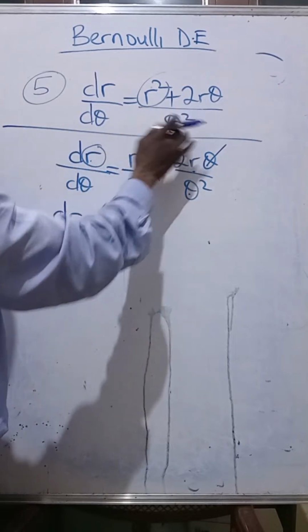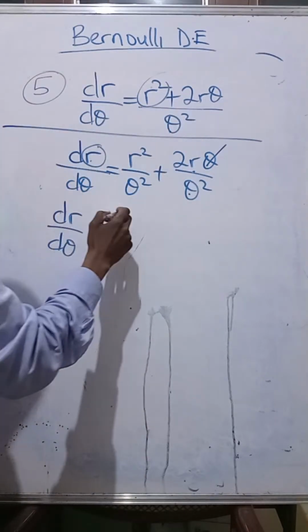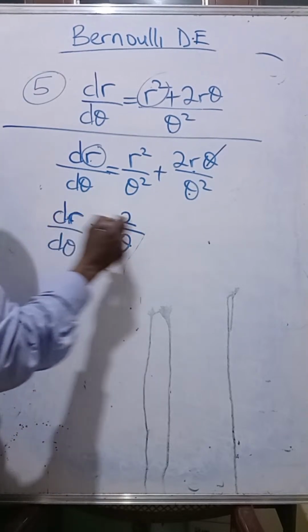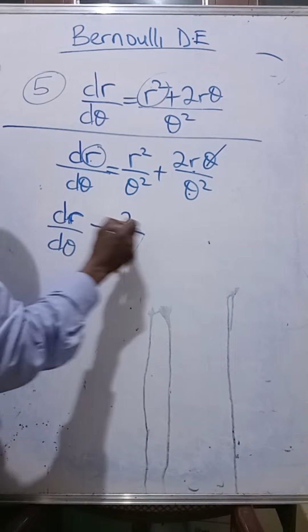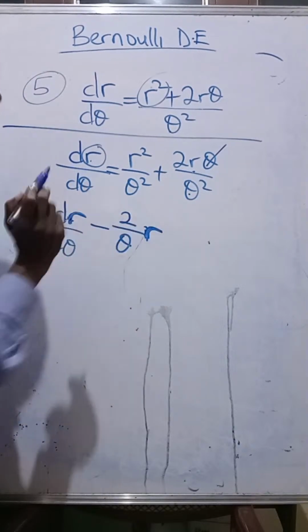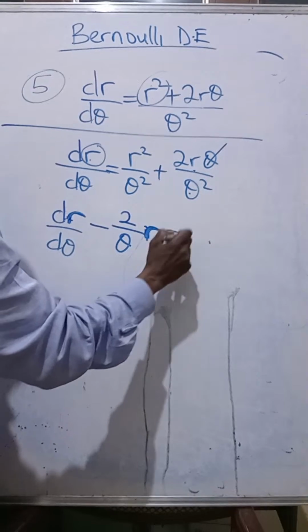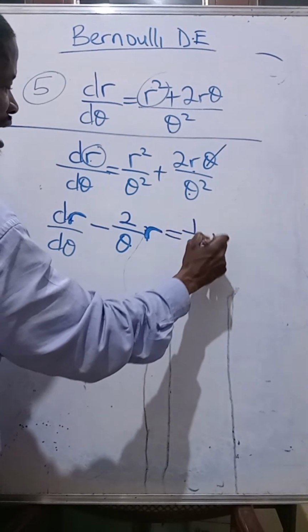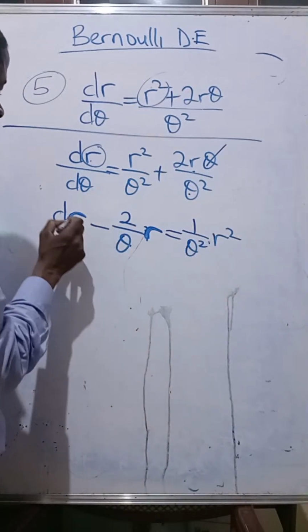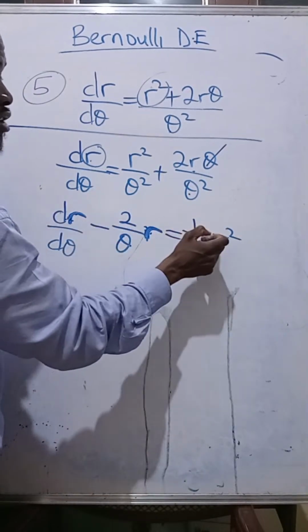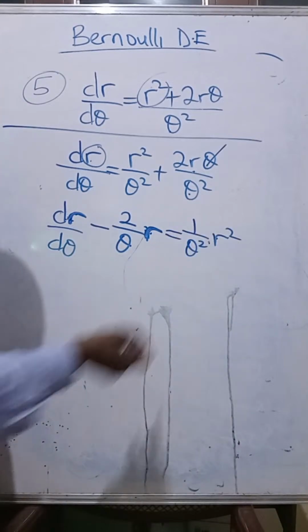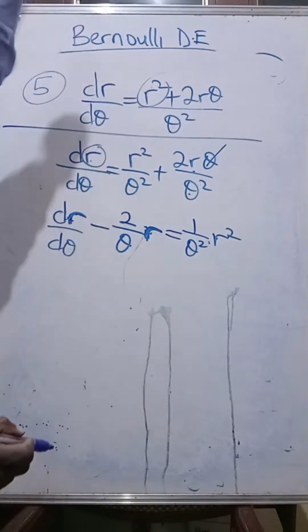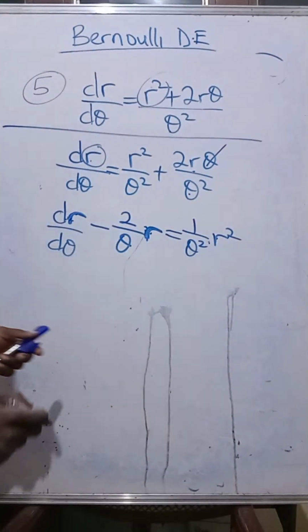So it's theta squared minus 2 over theta. This r you have here must be power 1. Okay, and then equal to 1 over theta squared times r squared. The other one is going to be r, but this multiple must not be 0 and it must not be 1. If it's 1, it becomes linear. If it's 0, it becomes linear.